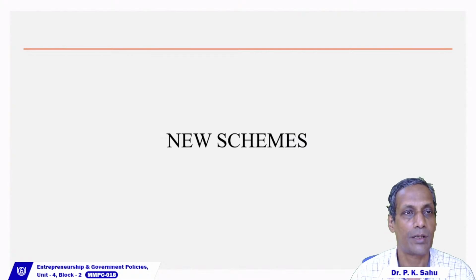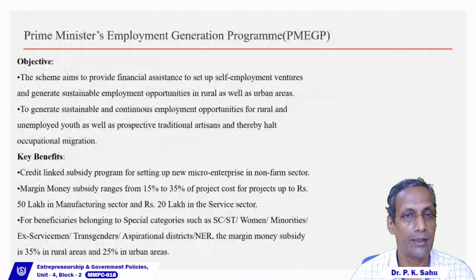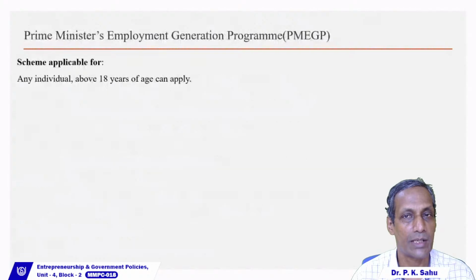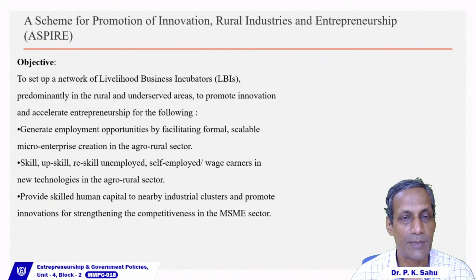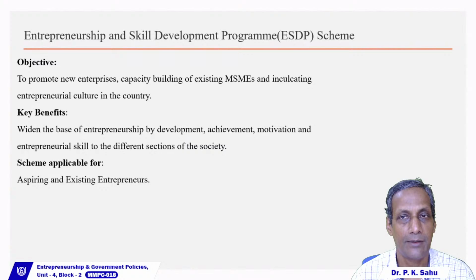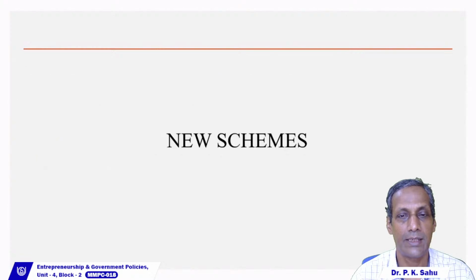Now, these were some of the earlier schemes which are running and have been implemented successfully, providing benefits to the beneficiaries. All these programs that we have discussed, starting from PMEGP to CGTMSE to ASPIRE to ESDP to SFURTI and MMDA, are some of the important schemes or programs by the government for the MSME entrepreneurs. The next is the new set of schemes that have been designed and are being implemented for the beneficiaries.